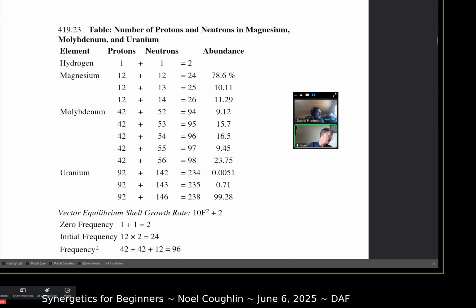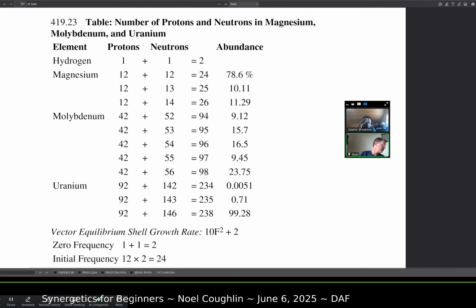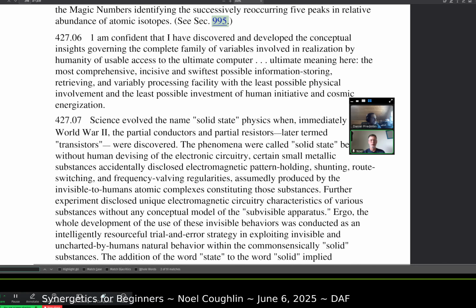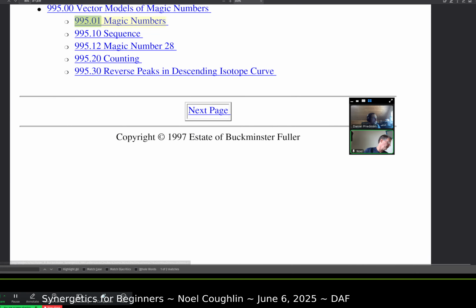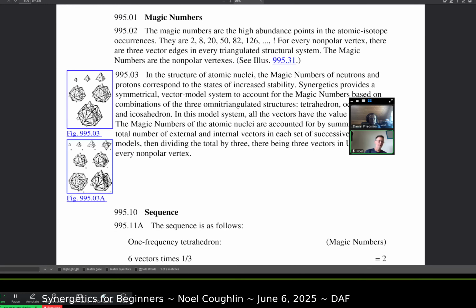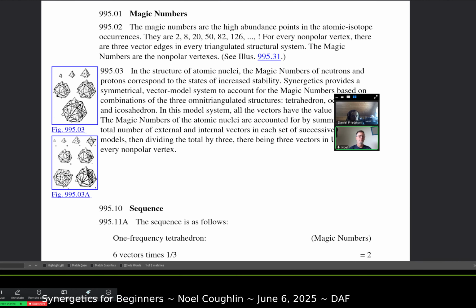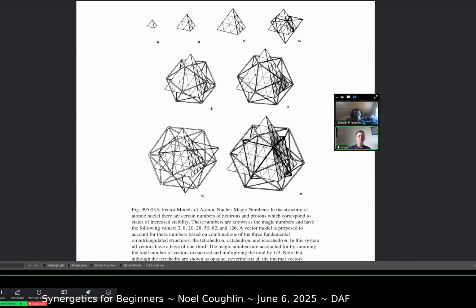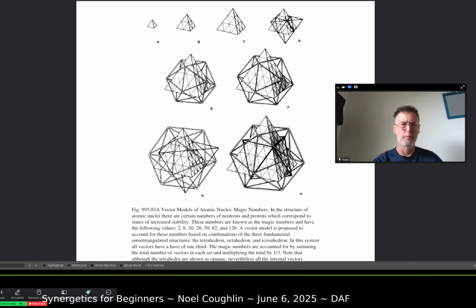And then he showed me page 99501, the vector totals. Basically, the total number of vectors, which are the interconnection points between these closest packed spheres, he adds all those up. And this is associated with what he calls vectorial modeling and his vectorial counting system.